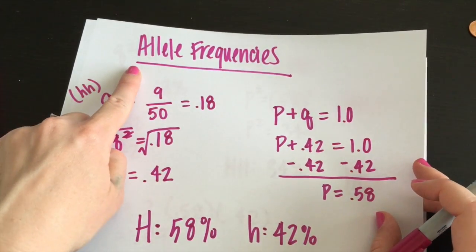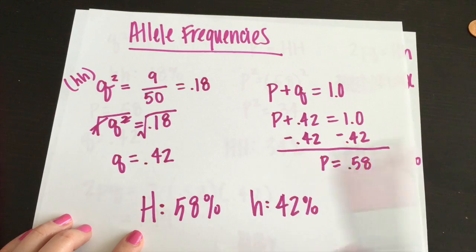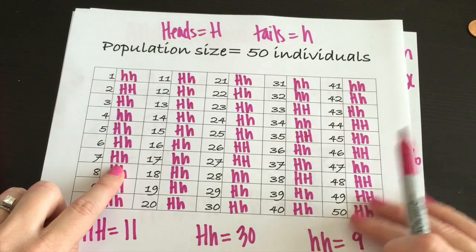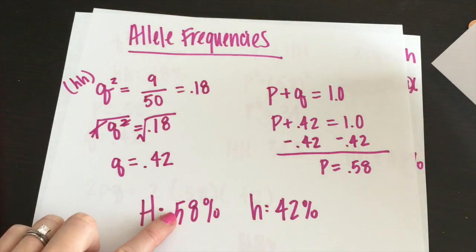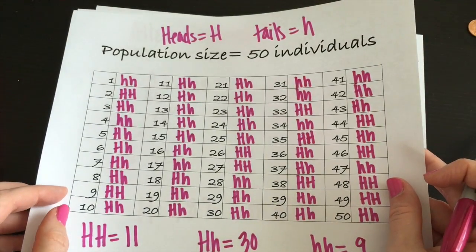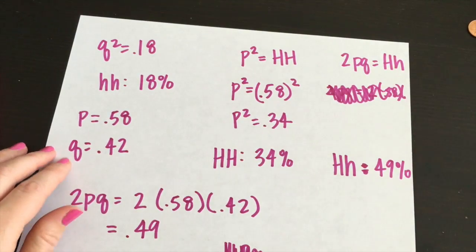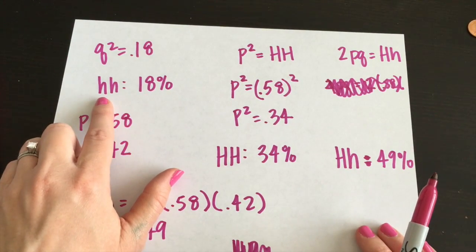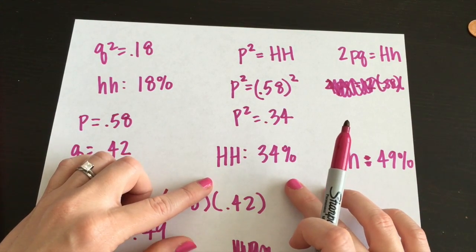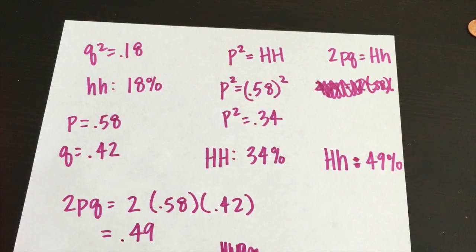If we looked at just allele frequencies, this is an allele here. That means 58% of this population that we're talking about is going to have a dominant allele. 42% will have a recessive allele. That's what that means. Here, 18% of our population will be homozygous recessive. 34% of our population will have homozygous dominant, and 49% of our population is heterozygous.